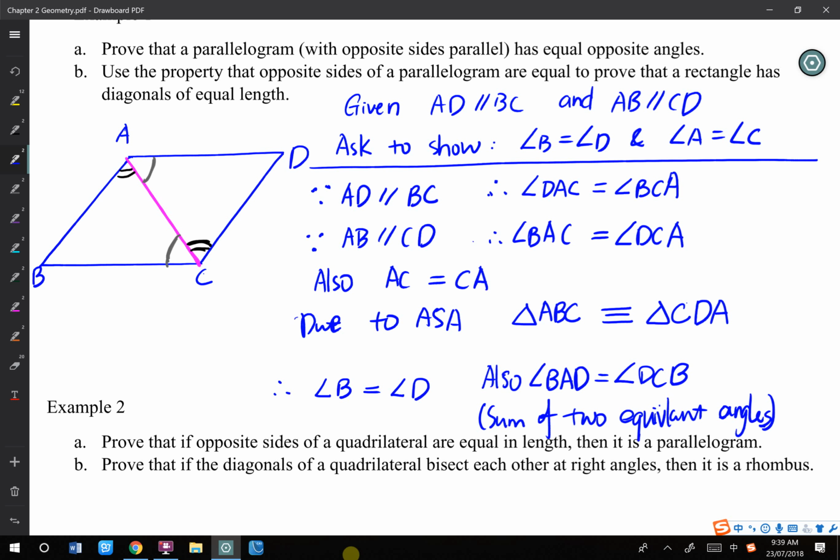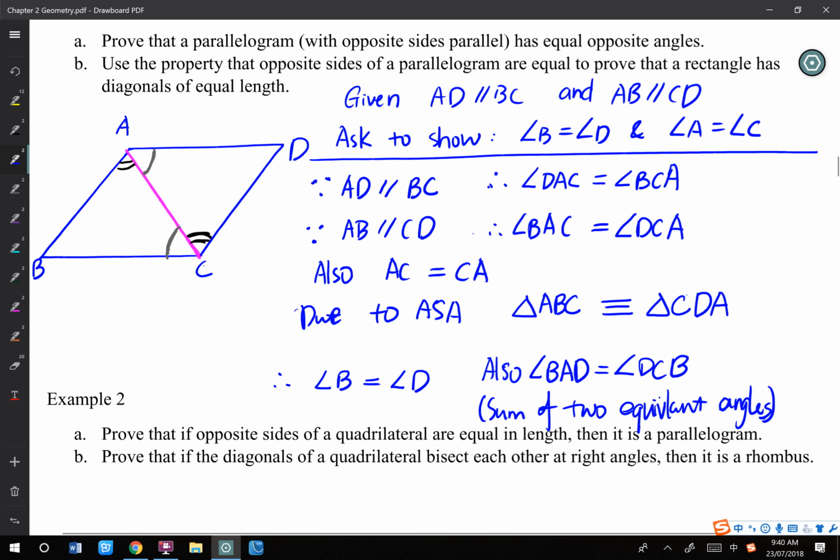The third corresponding angles are the same. So you need to give me clear reason and clear statement. That's a proper proof. Any questions for this one? There are other ways to prove it as well.